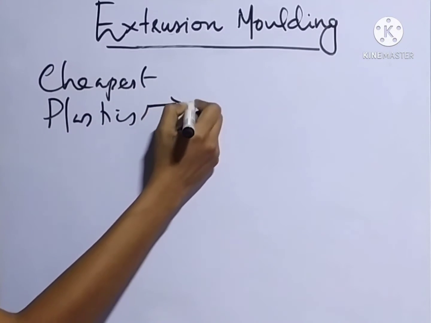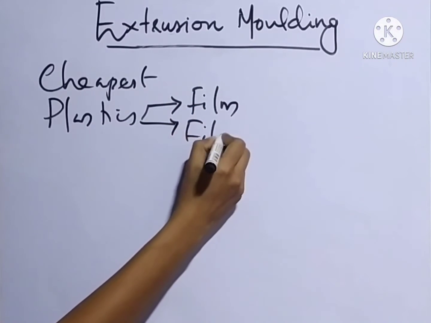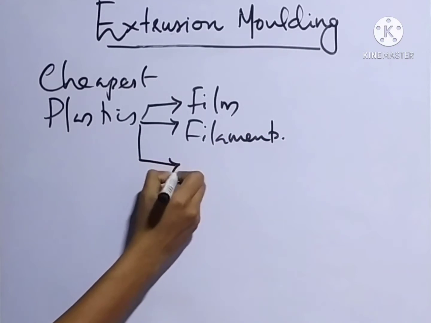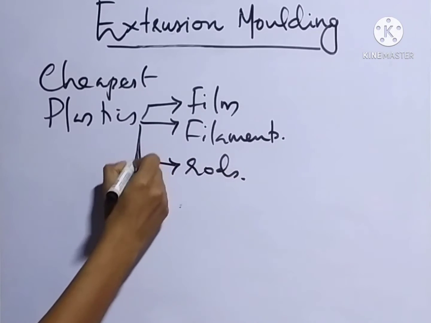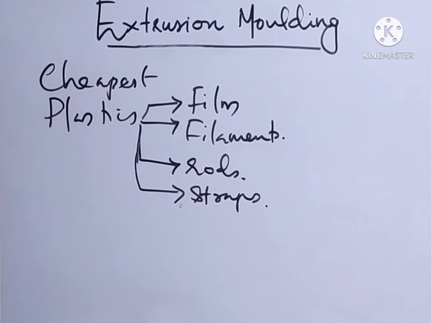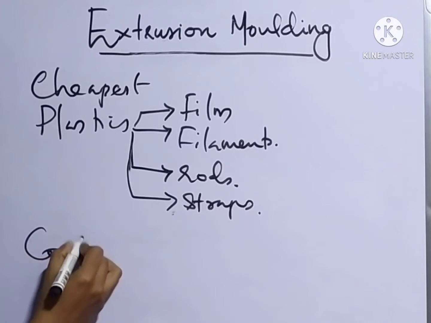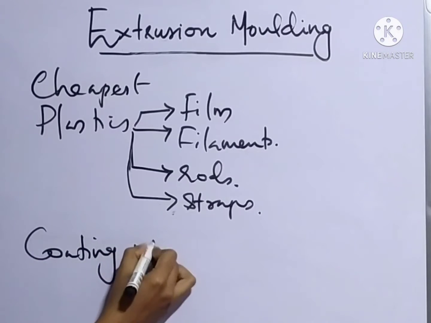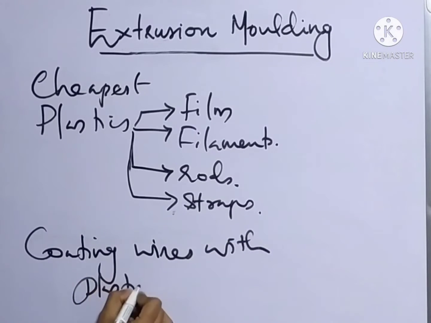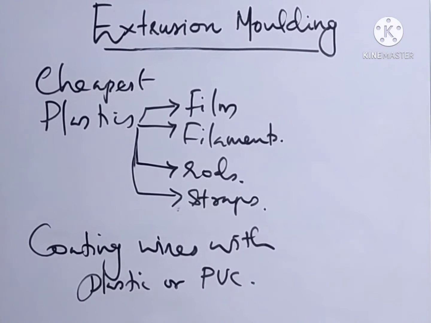like thin film, filaments, rods, straps, and such elongated structures. This method is also used for coating wires with plastic or PVC. So let us explain the method in detail.